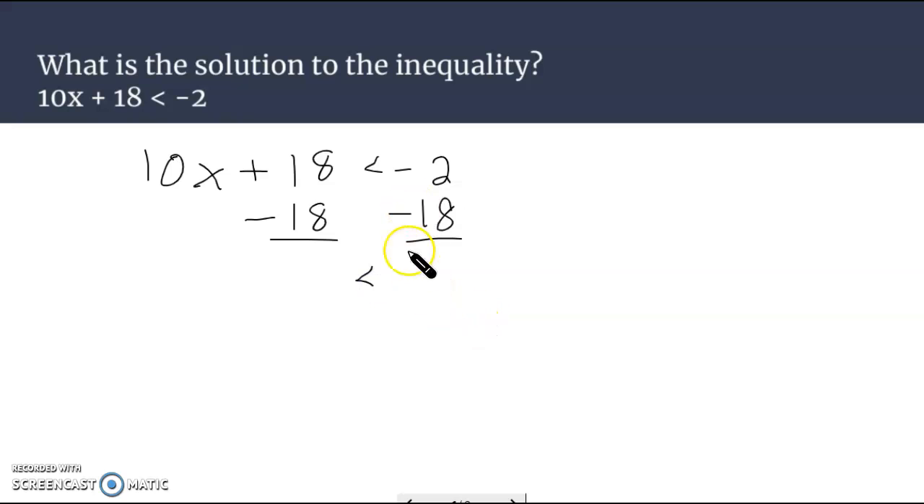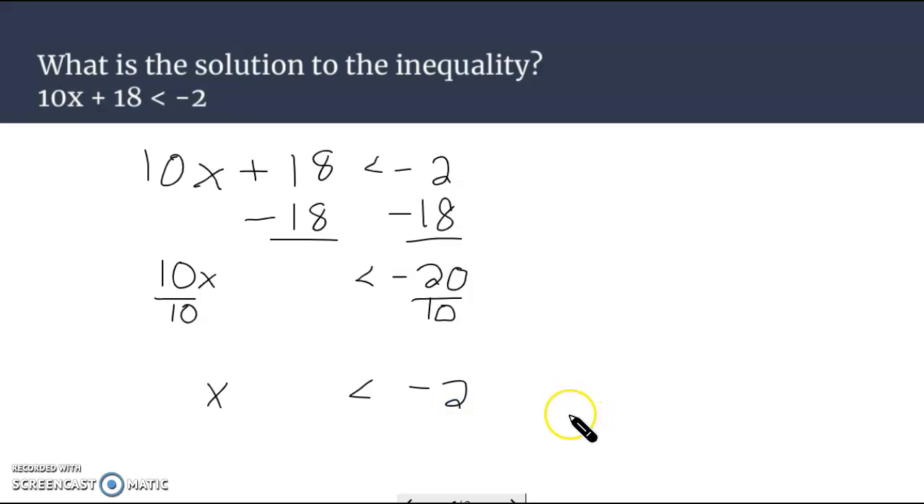If we have a negative 2 and a negative 18, we have a negative 20. Think of it as 2 negatives added together. Still have 10x here. And then to get x by itself, we just need to divide both sides by 10. X less than negative 2, because negative 20 divided by 10 is a negative 2.